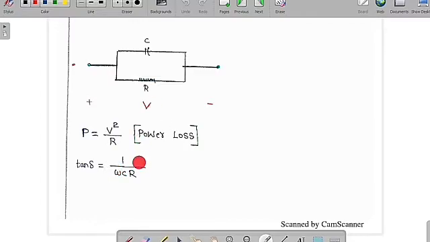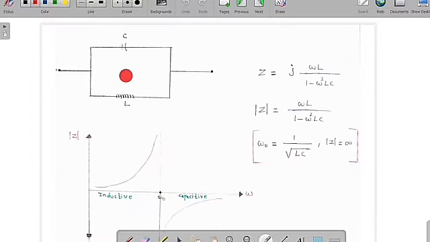So Xc is 1 by omega C by R, which is 1 by omega CR. So this is the dissipation factor, which is Xc by R. Therefore, tan delta is also called the dissipation factor, which is Xc by R, equal to 1 by omega RC.